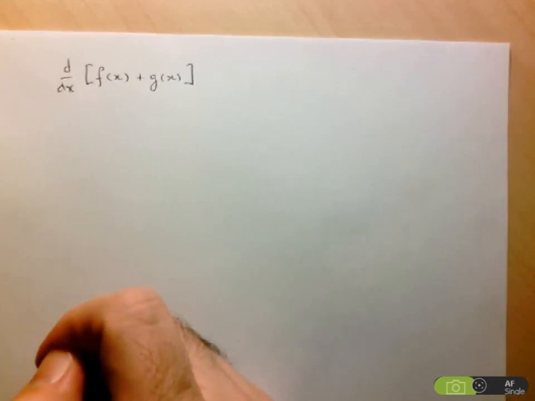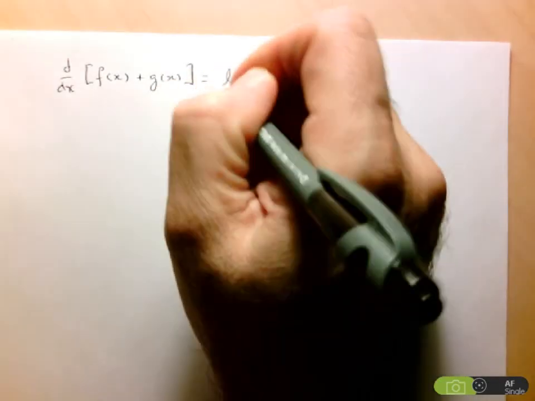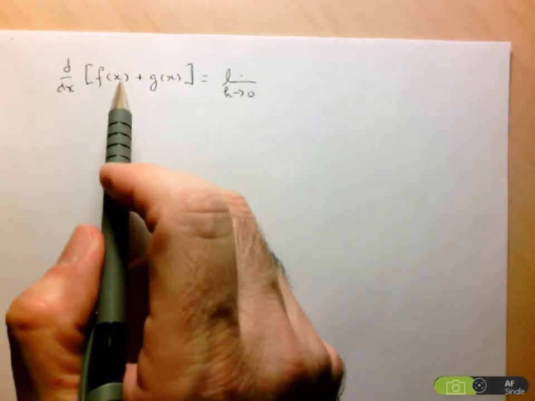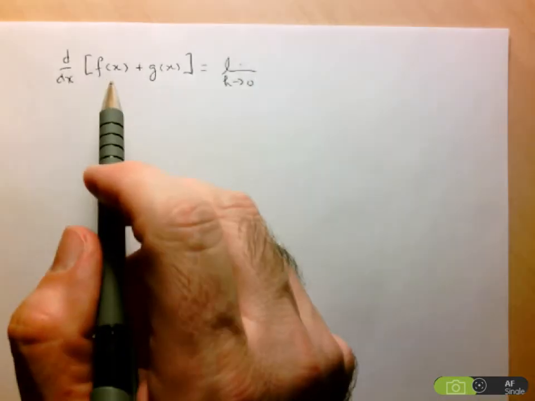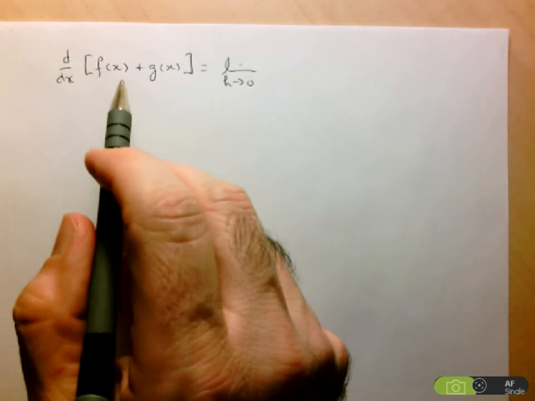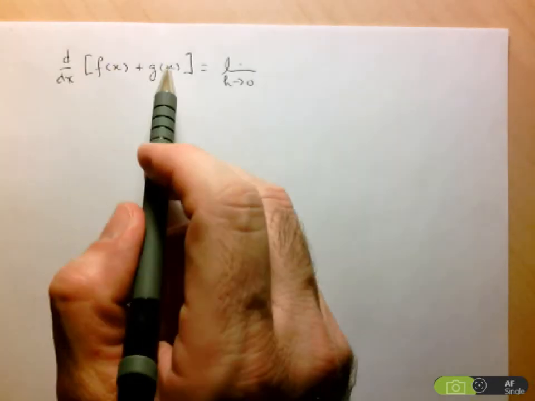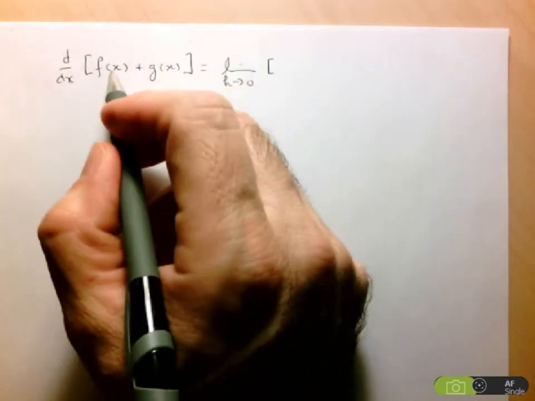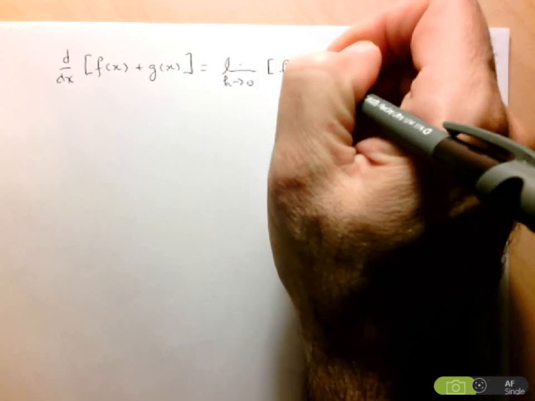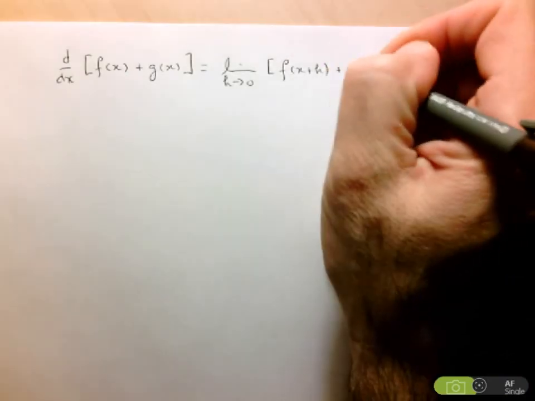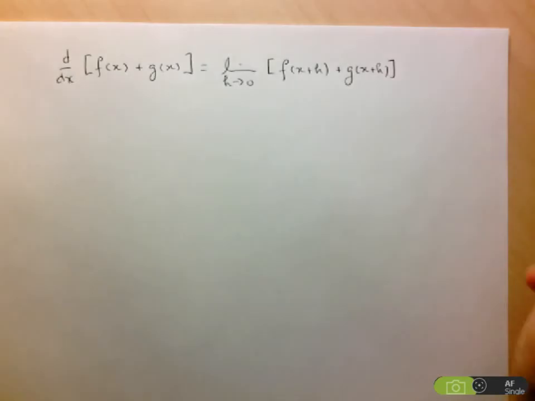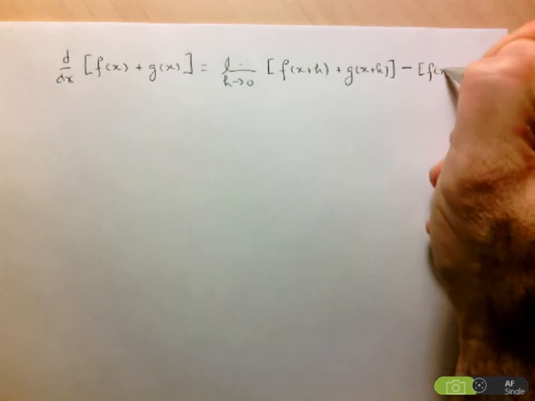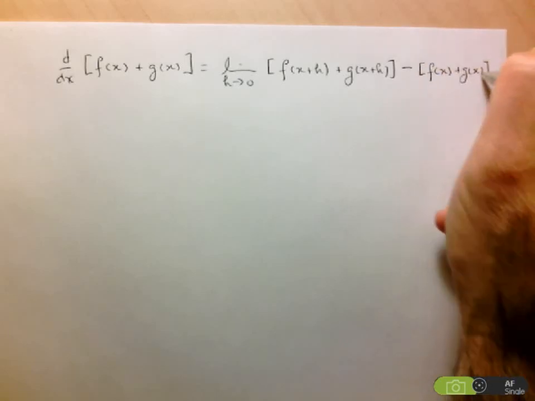So again, we have to put this into our limit definition. As h approaches 0, we look at this as one function. So again, think about what you did with combinations of functions. This is now some new function. So first I have to evaluate this function at x plus h. I do that by evaluating the individual functions at x plus h. So f at x plus h plus g at x plus h. And then I subtract the functions evaluated at x, so minus f at x plus g at x.